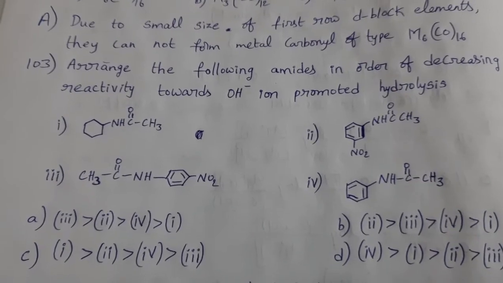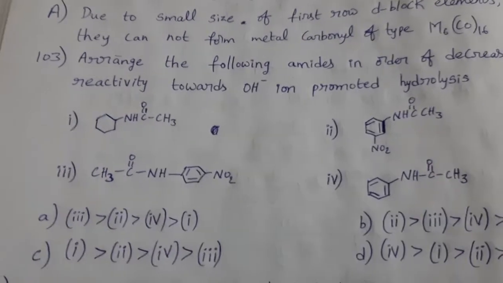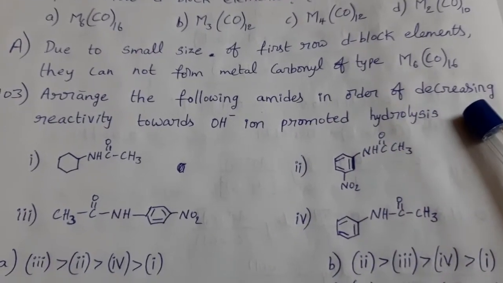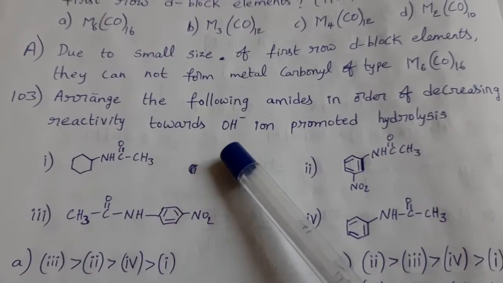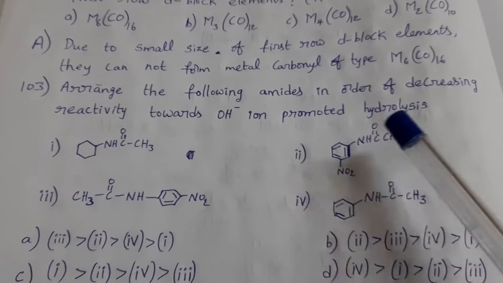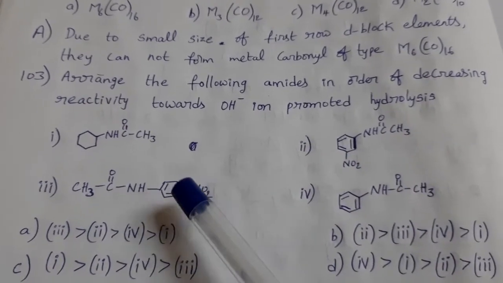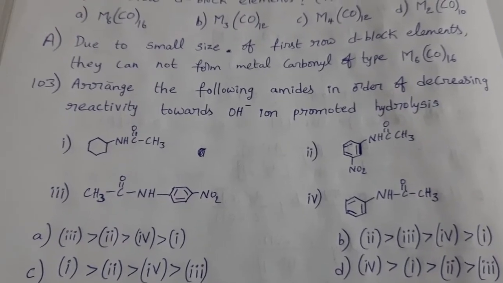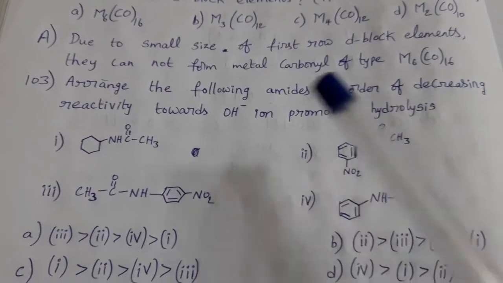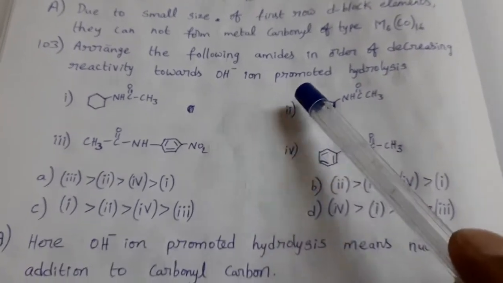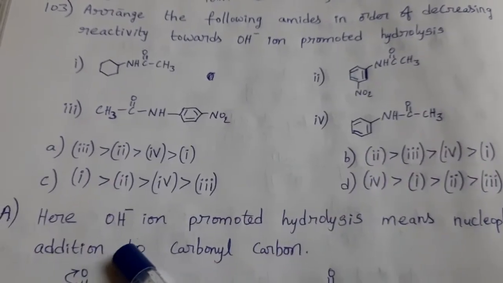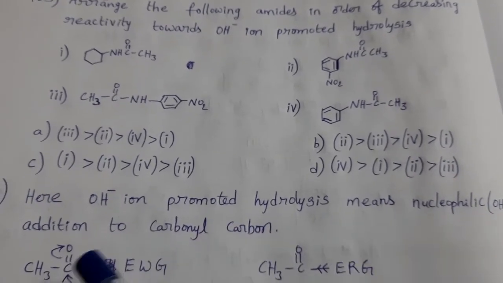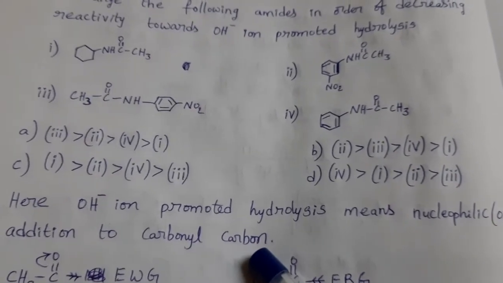Now see the answers for the forensic laboratory exam. Arrange the following amides in order of decreasing reactivity towards OH minus ion promoted hydrolysis. So here four amides are given. We have to arrange these based on reactivity towards OH minus promoted hydrolysis. Here OH minus ion promoted hydrolysis means nucleophilic addition to carbonyl carbon.